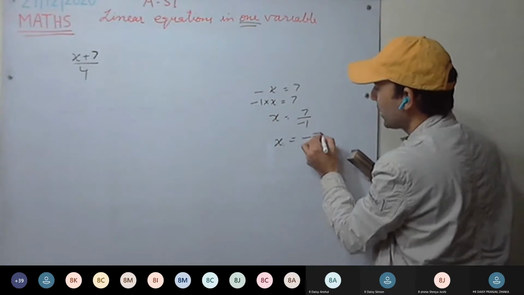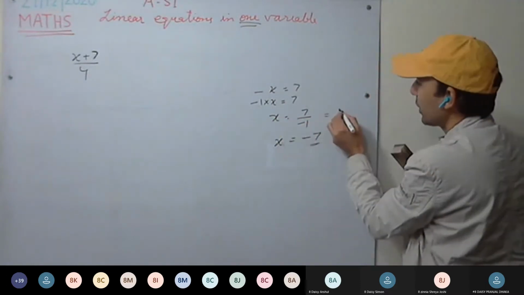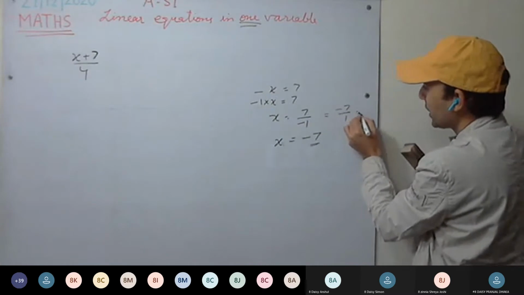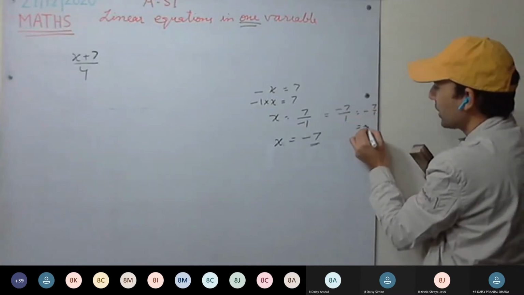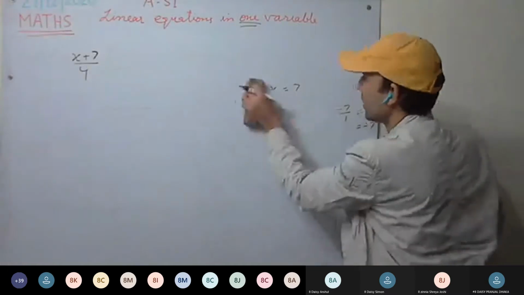This is the same as writing minus 7. We can write minus anywhere. It is the same as minus 7 upon 1, which is the same as minus 7. Numerator 1 is understood.